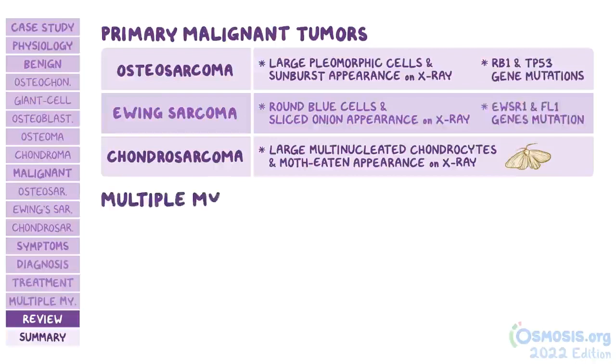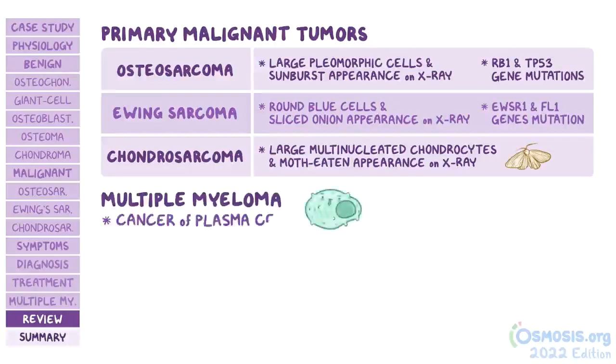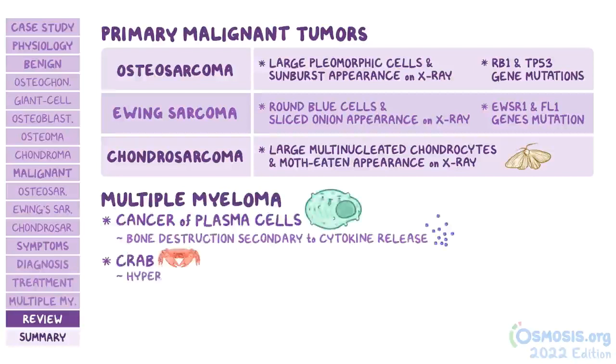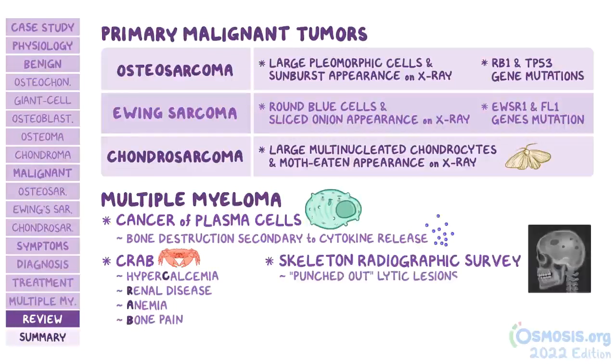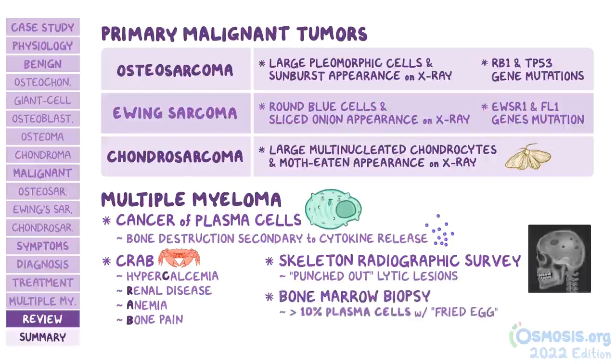There's also multiple myeloma, which is a cancer of plasma cells that cause bone destruction secondary to cytokine release. Clinical presentation can be summarized with the mnemonic CRAB. C is for hypercalcemia, R for renal disease, A for anemia, and B for bone pain. A skeletal radiographic survey can show punched-out lytic lesions, and bone marrow biopsy can show more than 10% plasma cells with a fried egg appearance.